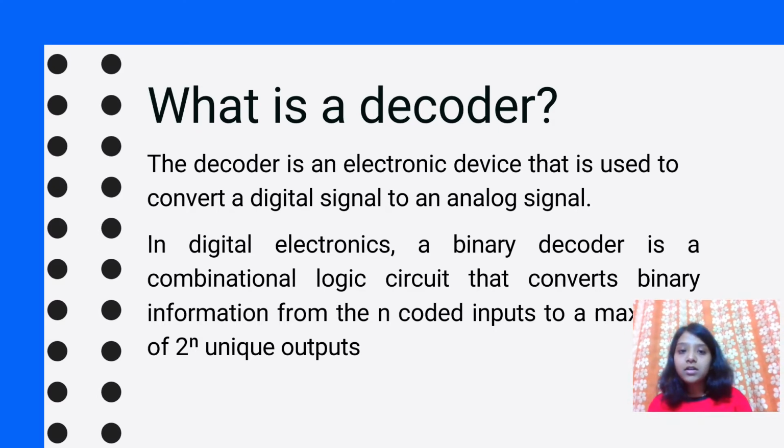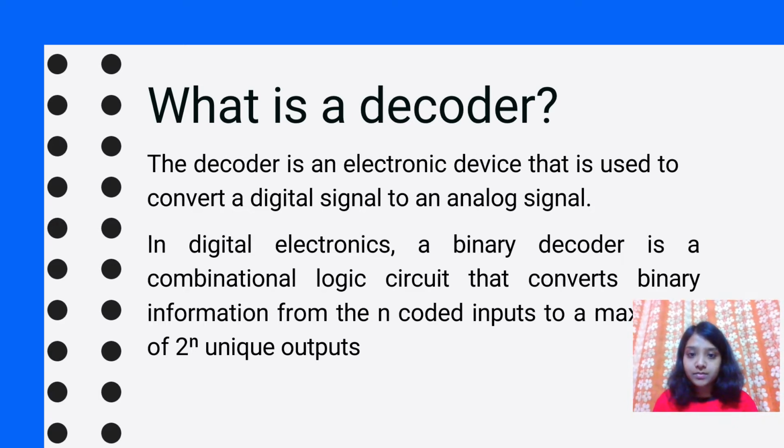So a decoder, we can call it a multi-input, multi-output combinational logic circuit. It converts the n-bit data input into the coded 2 power n outputs. So basically, it decodes the information hidden by the encoder.